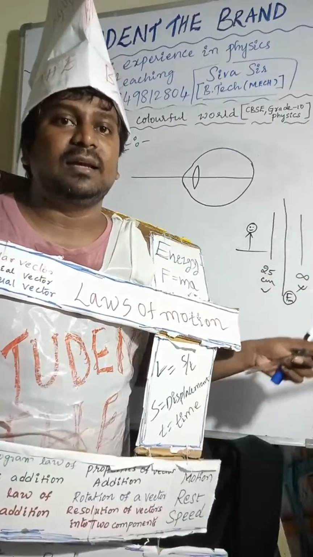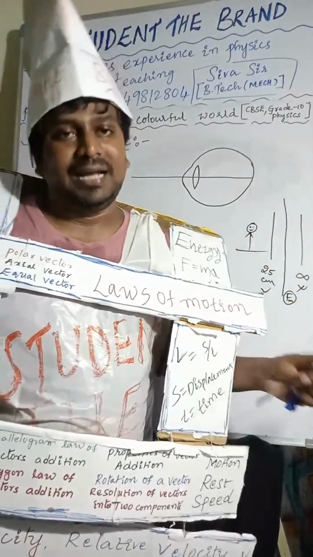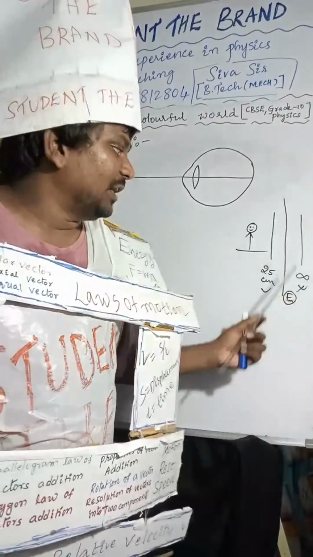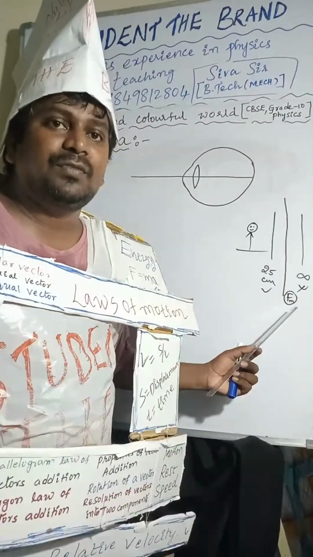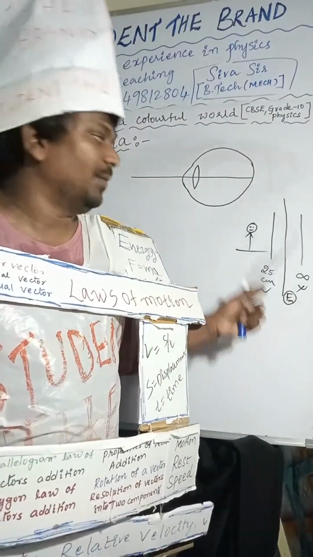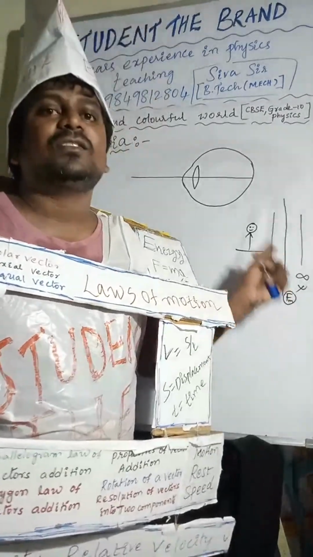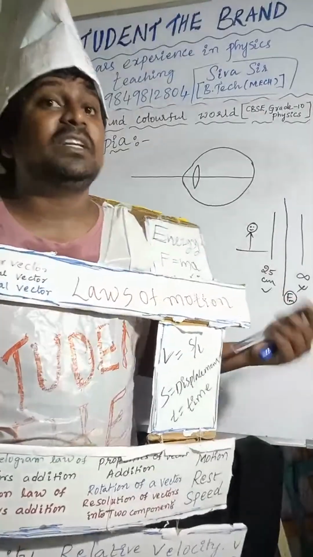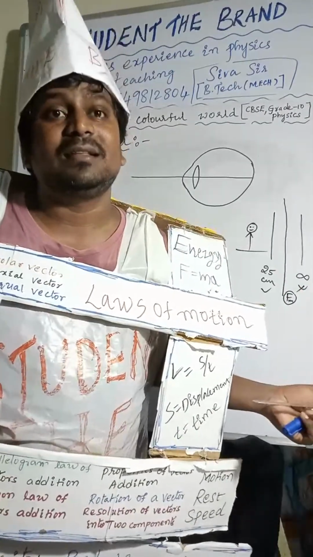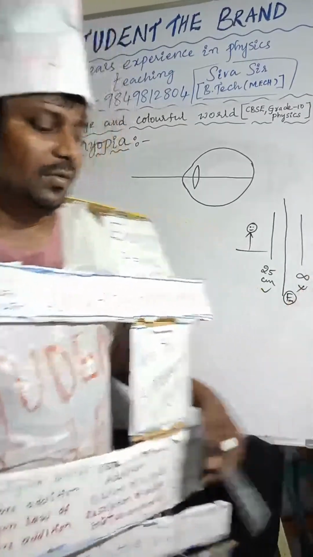So how to draw the diagram? You have to draw three diagrams. Diagram number one: if the light rays are coming from the far point, where will the image form. Next diagram: if the light rays are coming from infinity, where will the image form. Then, which lens will be used to correct the defect? That's enough, now we will see.